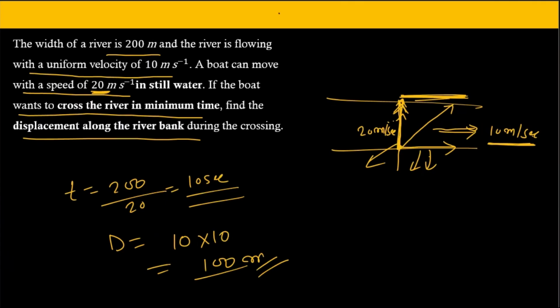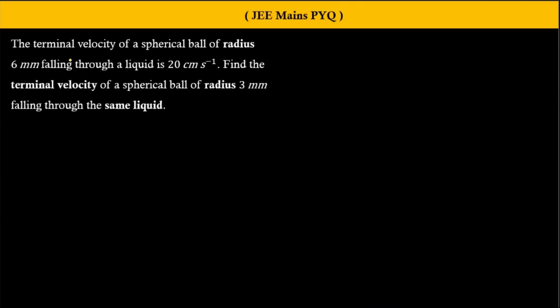Okay, so this is sorted. Now let us move ahead. The terminal velocity of a spherical ball of radius this is falling through a liquid is this. Find the terminal velocity of a spherical ball of 3 millimeter falling through the same liquid. Again, putting the formula, getting the answer.